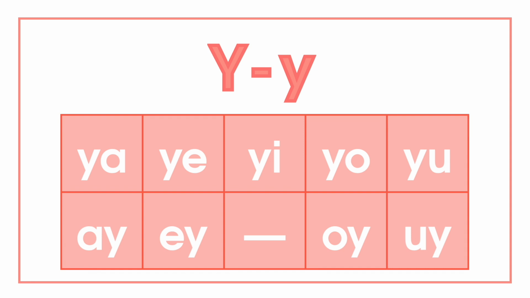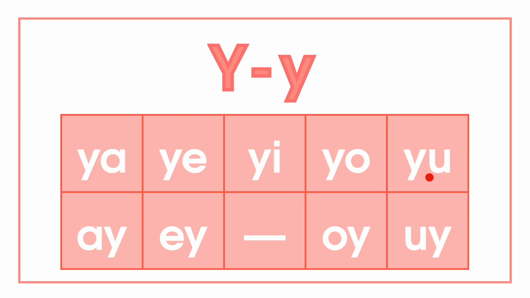The letter Y, or Y, depending on the region or country you live in, can be pronounced in different ways. It's the same sound when we pronounce the double L as mentioned before. So we can say ya, je, ji, yo, you. We can also say, as in some parts of Argentina, sha, she, she, sho, shu.